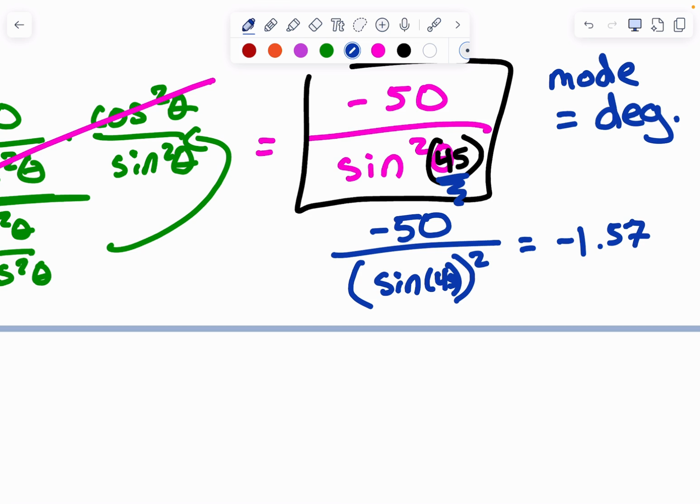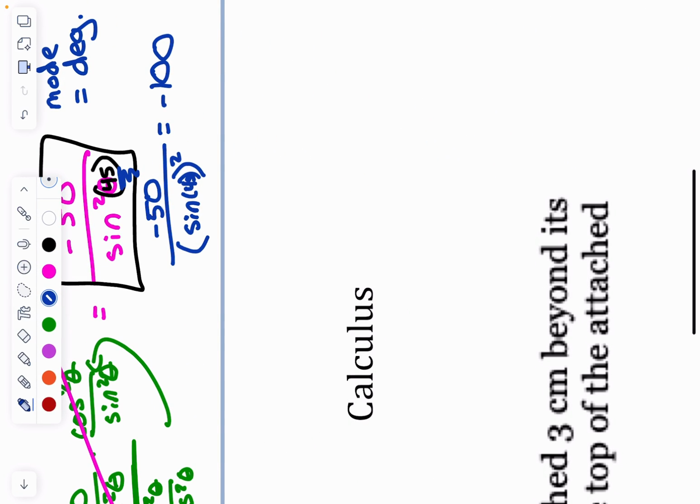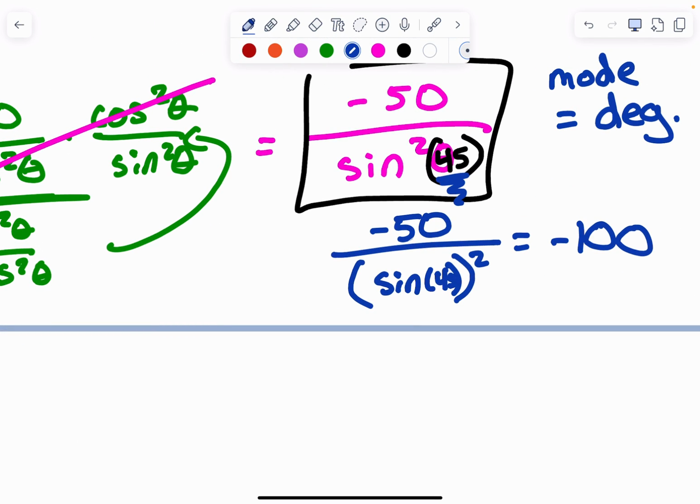I got negative 100. Call me. I know what you did. You can't put the square on the outside. You are in degrees. Yep. Okay. It's negative 100. Now I got negative 69, so I don't know.